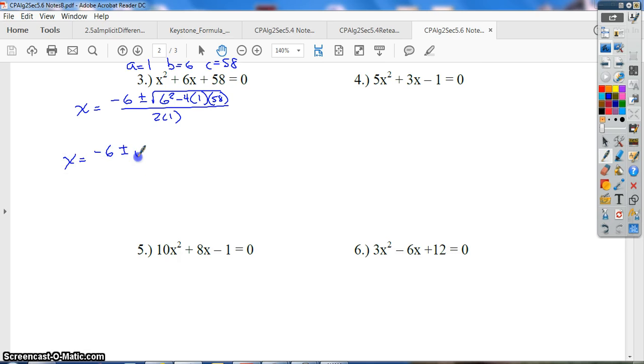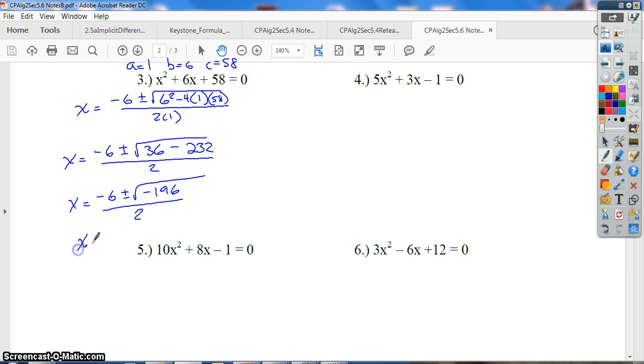Roll it, roll it, roll it. So this is 36. 4 times 1 is 4. 4 times 58, that would be 200 plus 32, so that would be 232, over 2. Don't panic, because actually this is a nice square root. This would be negative 196 over 2. We know the square root of 196 is 14i, all over 2. So x equals negative 3 plus or minus 7i.